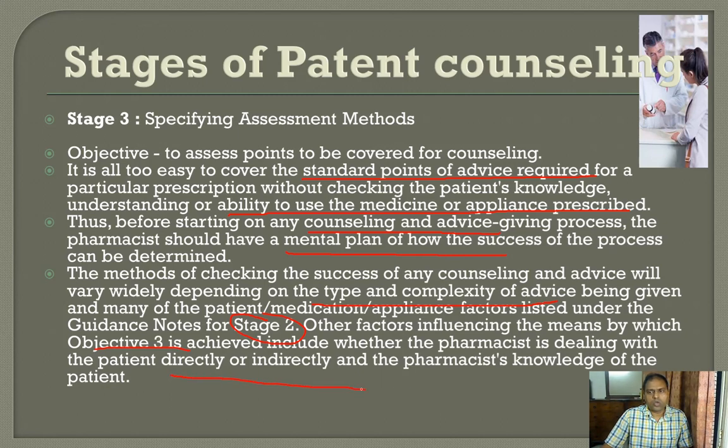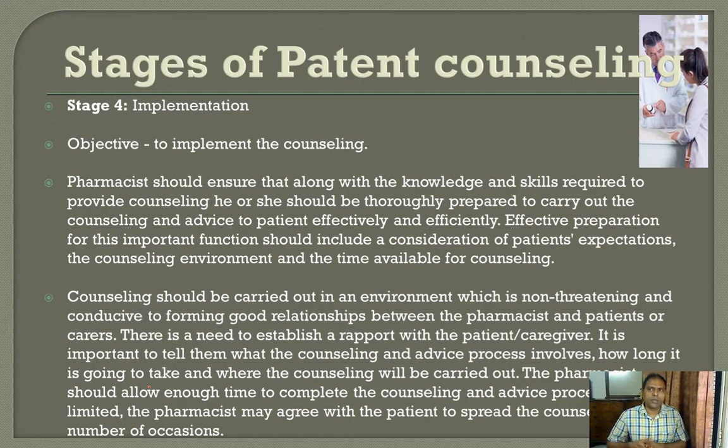So you have to deal with a patient directly or indirectly, and the patient knowledge of the pharmacist, knowledge of the patient. You have to get all patient information and prepare a plan for the particular patient for effective counseling. So the fourth stage is implementation, that is the execution of your plan.